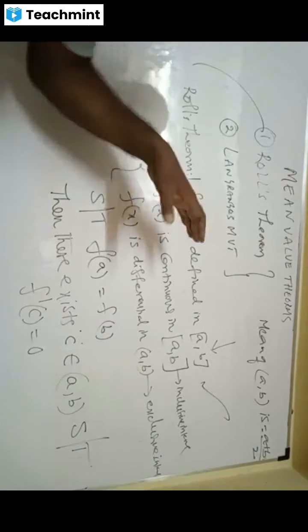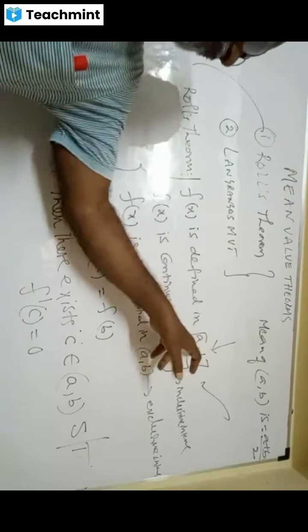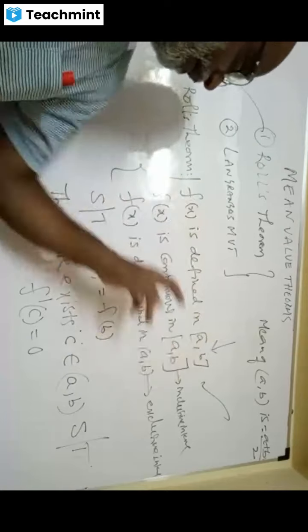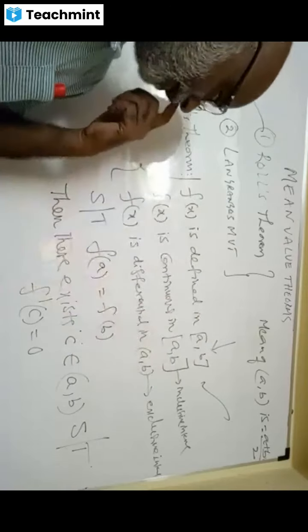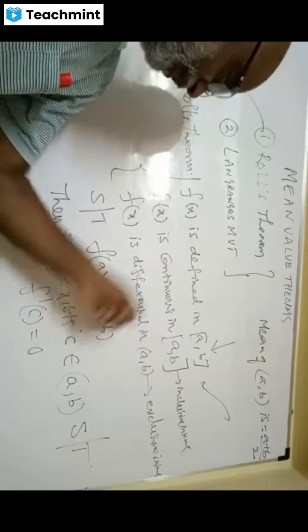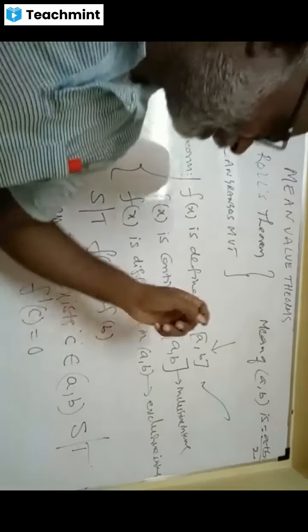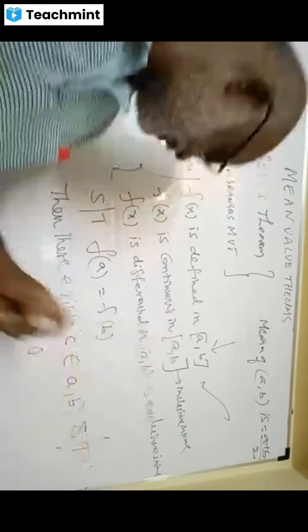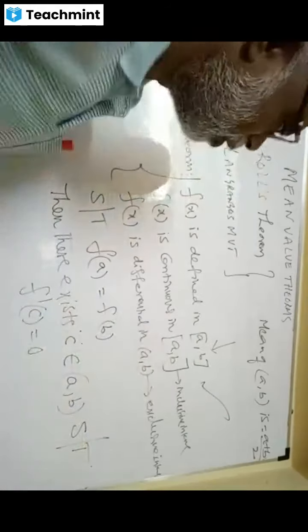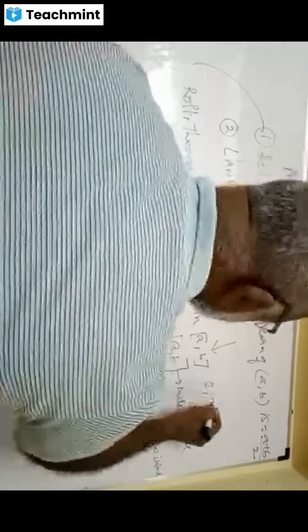Rolle's theorem states that if f of x is defined in interval AB and continuous in AB, inclusive, differentiable in the exclusive interval AB, such that f of A equal to f of B, then there exists a real number C belonging to this interval such that f dash C equal to 0. Suppose I take the interval 2, 3: inclusive of 2, 3 for continuity, exclusive of 2, 3 for differentiability, whereas C also belongs to the exclusive interval 2, 3.